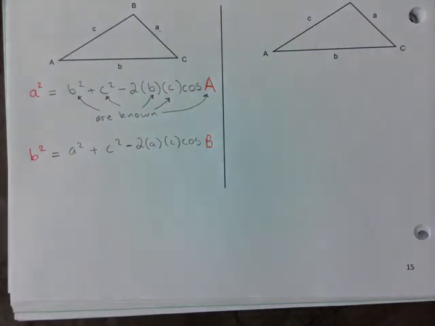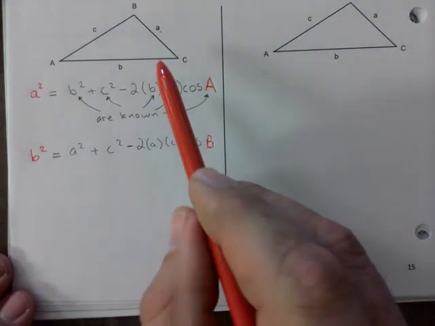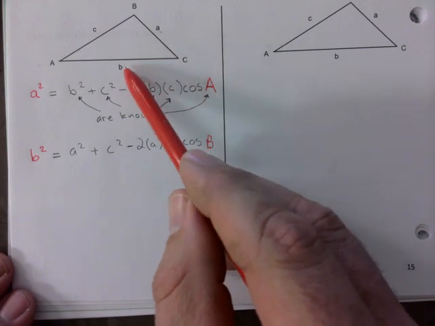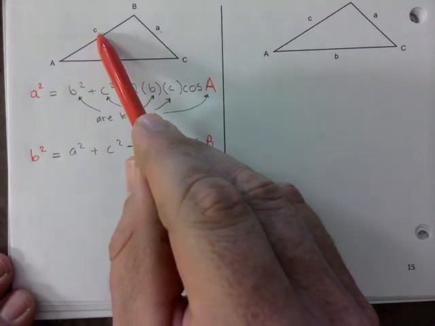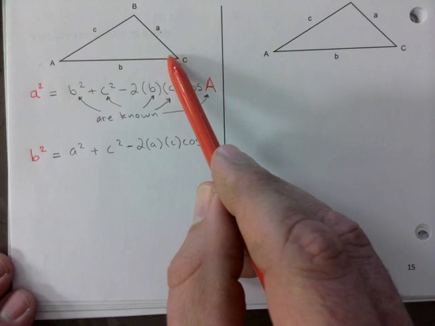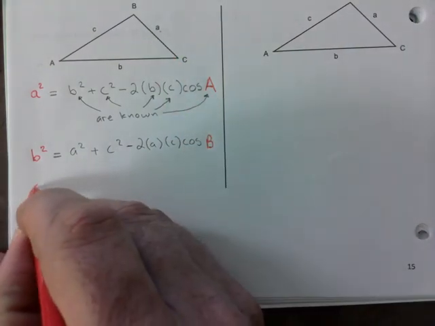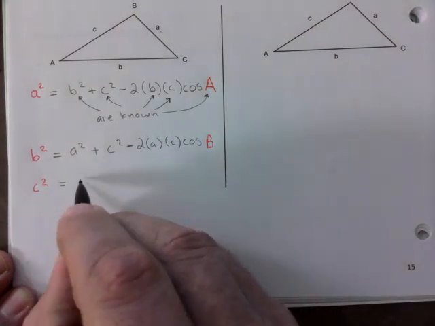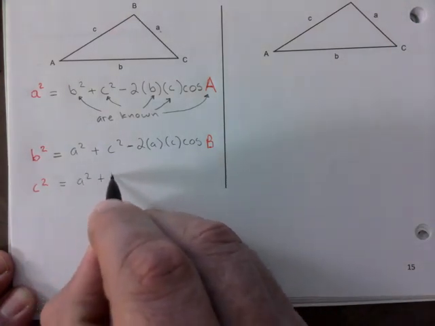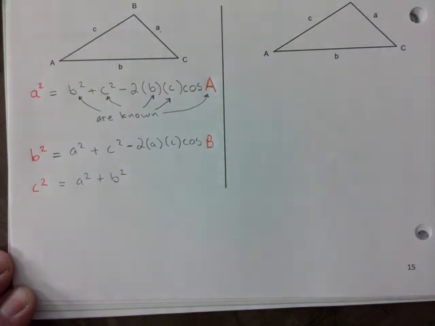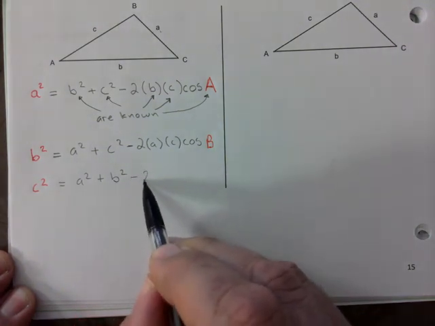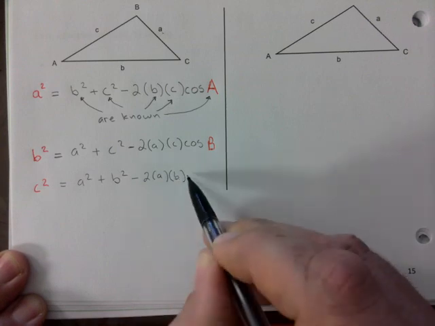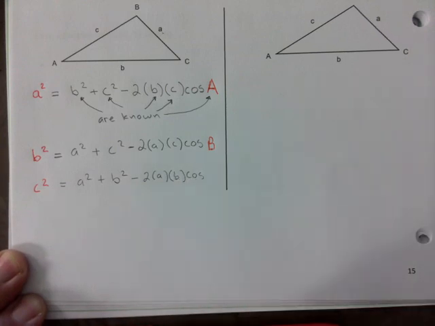And one more. If you knew these two sides, A and B, and you wanted to solve for side C, that means that they would have to give you the angle here. You would just go C squared is equal to A squared plus B squared, and then minus 2 times A times B times cosine of C.